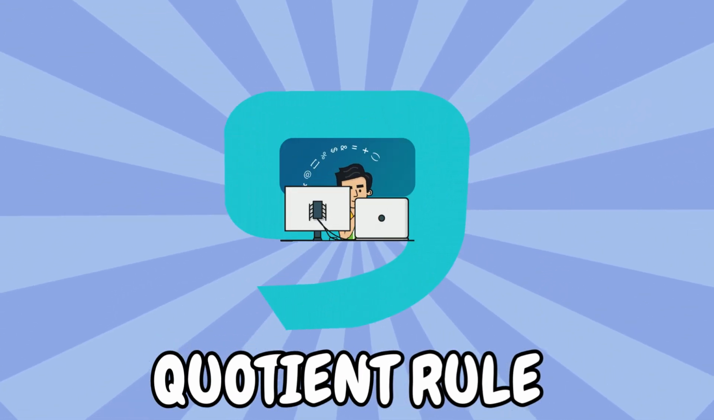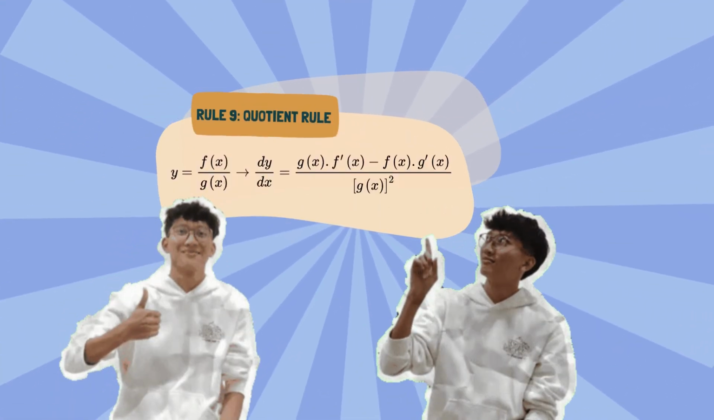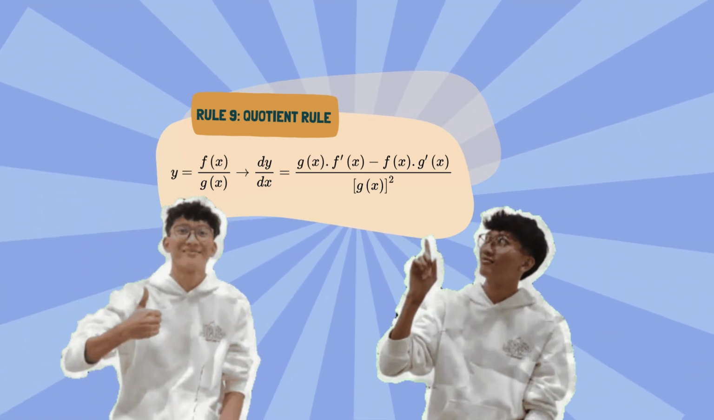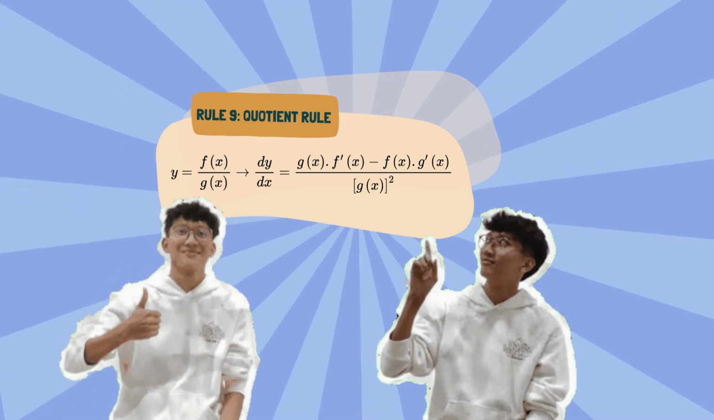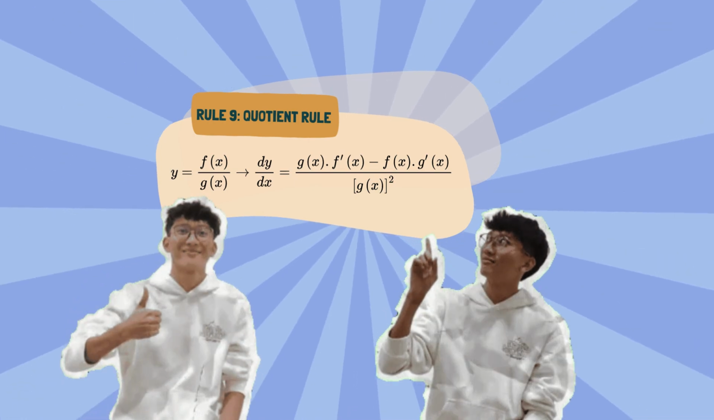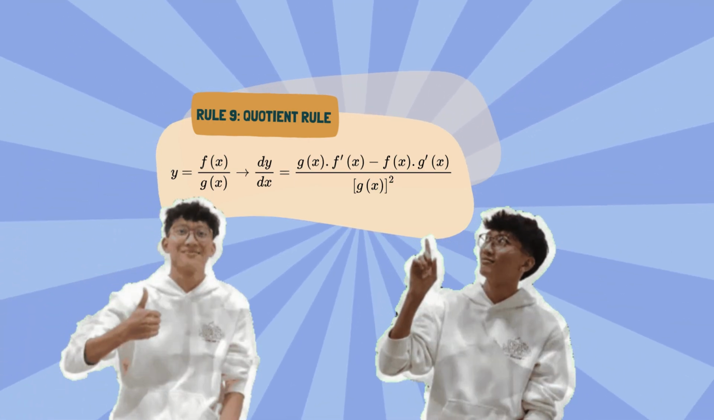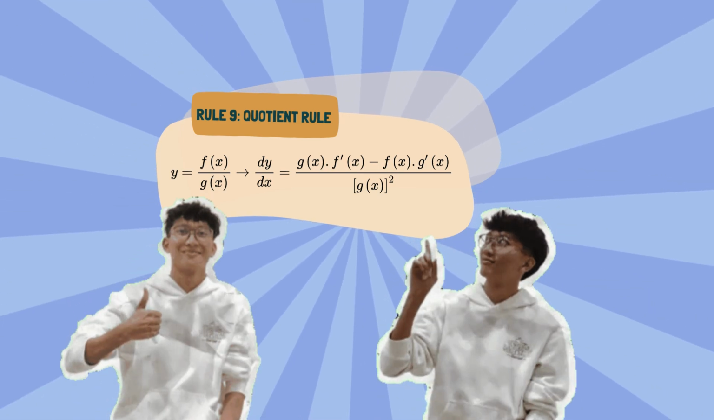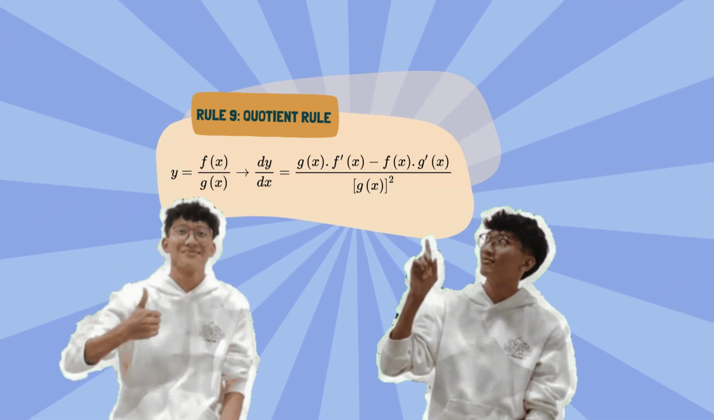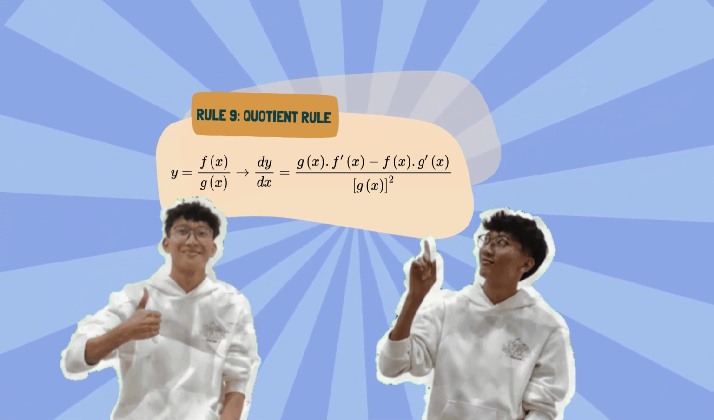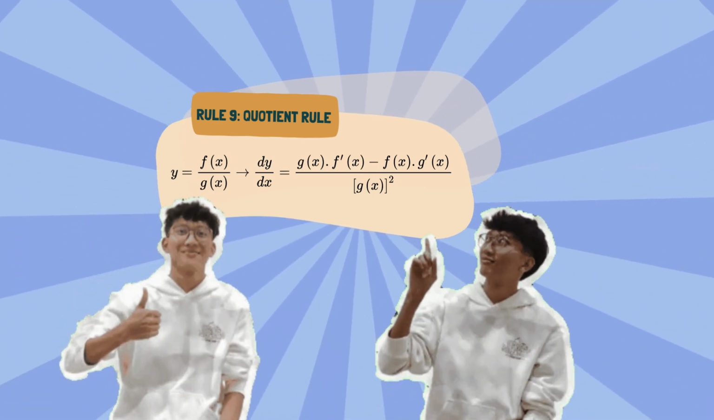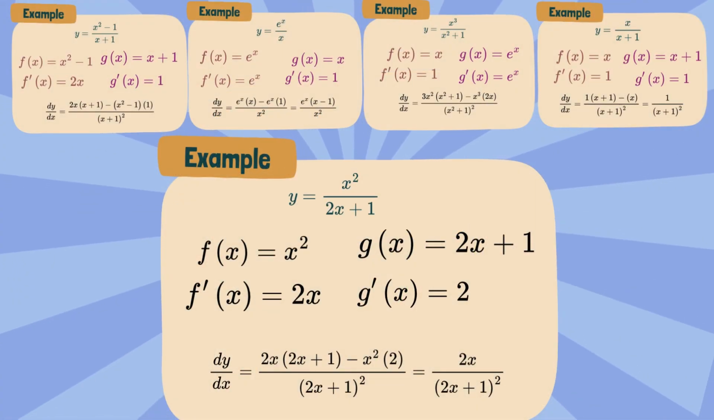Next rule is rule number 9, which is the quotient rule. We use the quotient rule when there is a fraction and the numerator and the denominator have variables. The quotient rule is dy over dx equals g(x) f prime(x) minus f(x) g prime(x) over g(x) squared. The concept is the same as rule number 8, where you have to separate it to differentiate. The numerator must be f(x) and the denominator is g(x). Then differentiate both and combine it using the quotient rule formula.